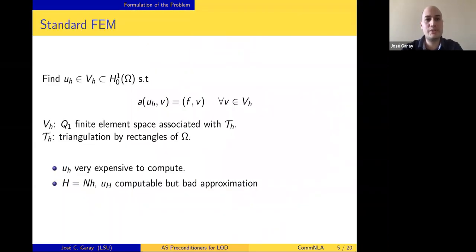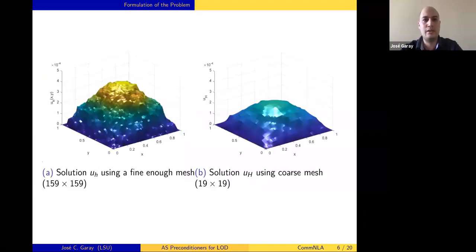If we try to solve this problem using standard finite element methods, typically we're going to need a very fine mesh in order to resolve all the small scales, which would be very expensive, and we don't want to do that. If we use a coarser mesh, then this will be computable, but a bad approximation. In these pictures, on the left, we can see the solution obtained with a very fine mesh. On the right-hand side, we can observe the one obtained with the coarse mesh.